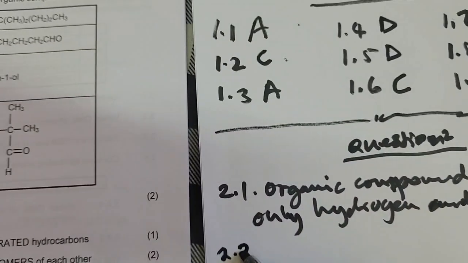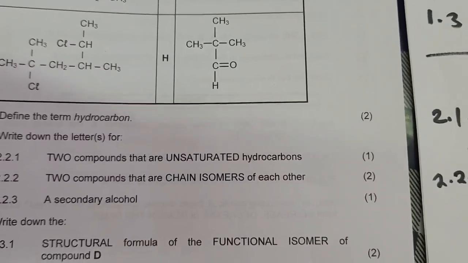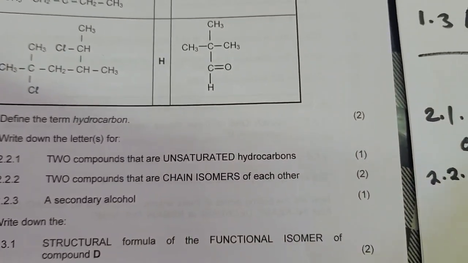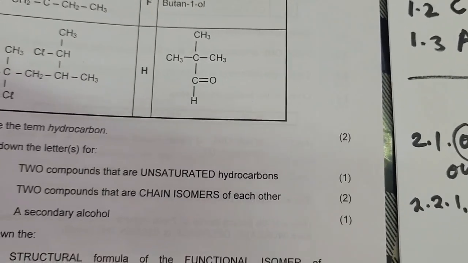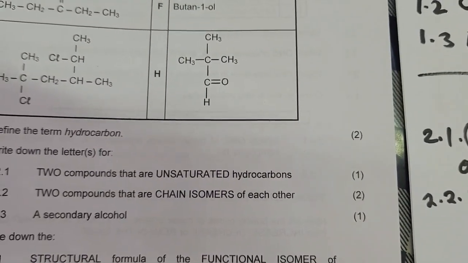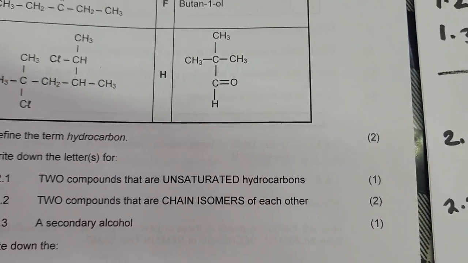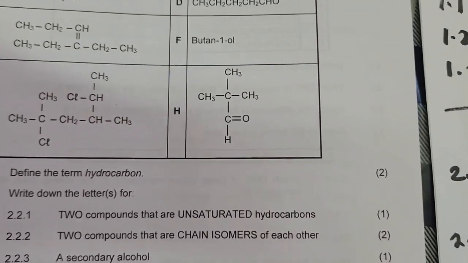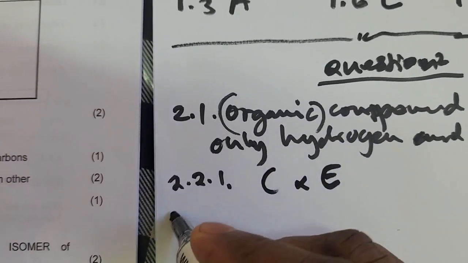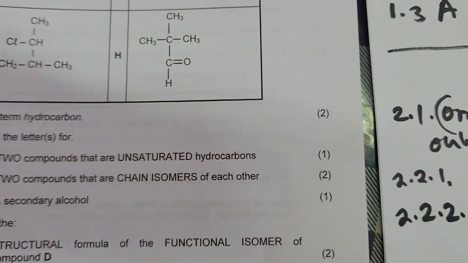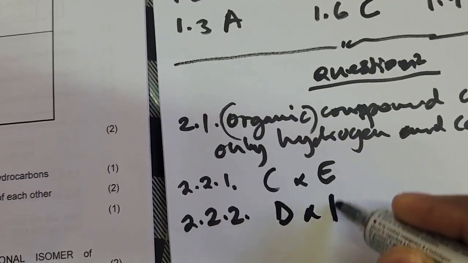That is the case. 2.2.1. Now you can even say just the compound is fine. There's no need for organic compound. Now write down the letter for two compounds that are unsaturated hydrocarbons. We know that is C and E. It will be C and E. And then 2.2.2. Two compounds that are chain isomers, we said is D and H in our analysis. D and H.